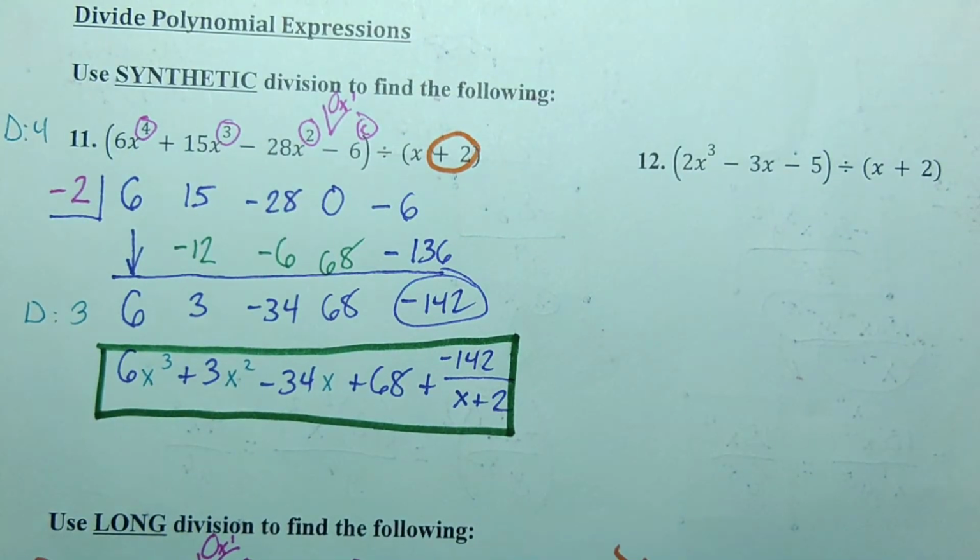Let's see how we do with number 12 from the top. What goes in the box? Do we need any power placeholders? What's our starting degree? What will the quotient degree be?